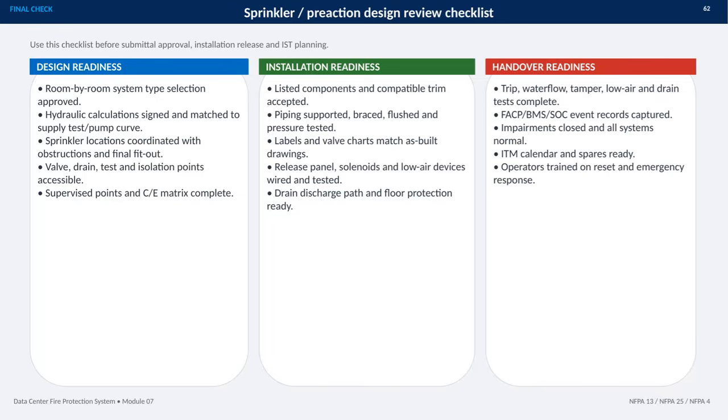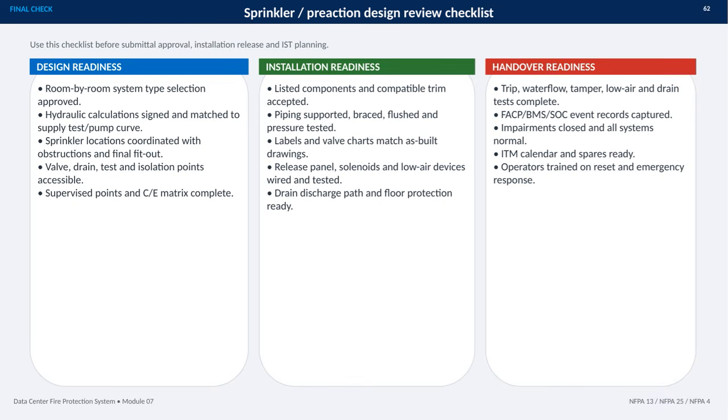This is the final check before the system moves through approval, installation release, and integrated systems testing. The checklist is organized around 3 readiness points: design, installation, and handover. The goal is to confirm that the system is not only designed correctly, but also installed, tested, documented, and ready to operate. For design readiness, verify that each room has an approved system type.